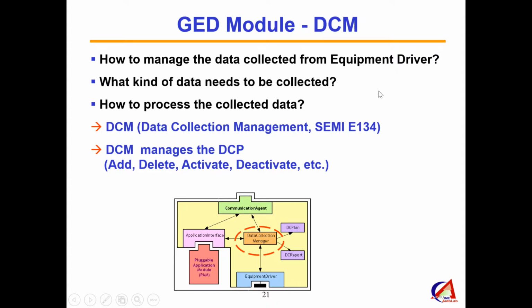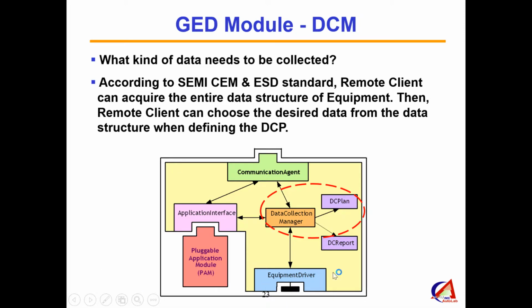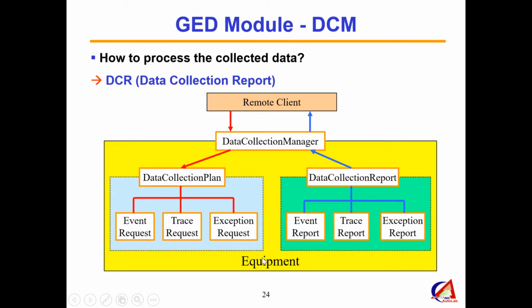Data collection manager using 134, right? So how to do it, and we have add, delete, activate, deactivate, etc. So you see, how to do the data collection module, we have define plan, get defined plans, etc. These are defined in the interface A. We just use that function, that concept to do so. And then you see this portion, the GED module, use this portion to define. Then you see the GED module, the DCM.